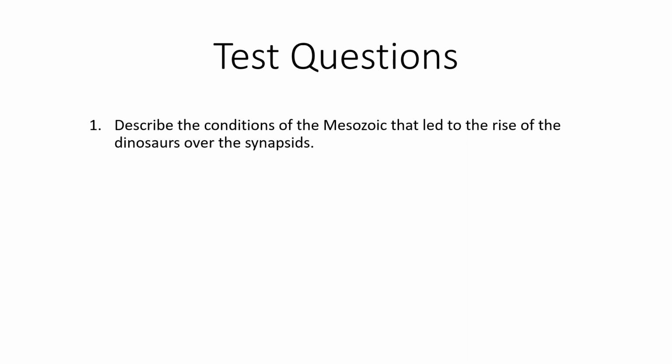Now if you remember, at the end of the Permian, the synapsids were dominant over the sauropsids. Okay, so you have this major extinction event, wipes out most of the dominant synapsids, you have a clean slate. This time, the archosaurs, which is a type of sauropsid, came to dominate the Earth. Why? What environmental conditions were occurring at that time, and what type of adaptations did they have that allowed the dinosaurs to become dominant over the synapsids?